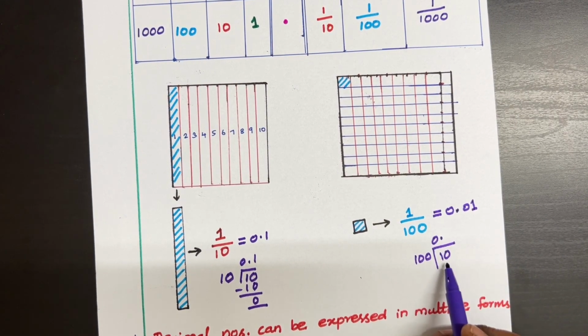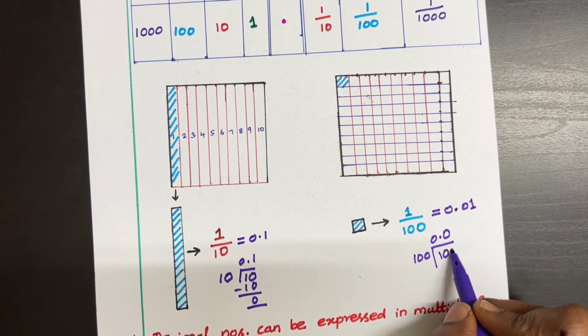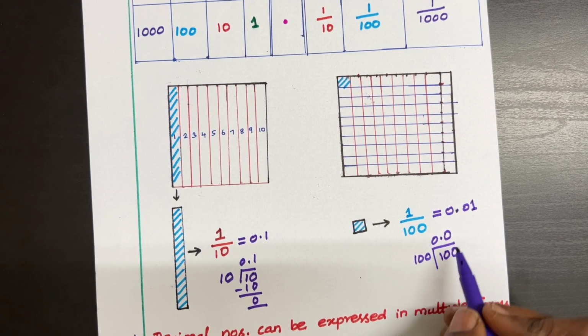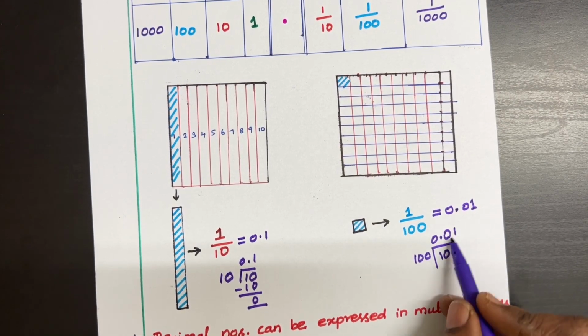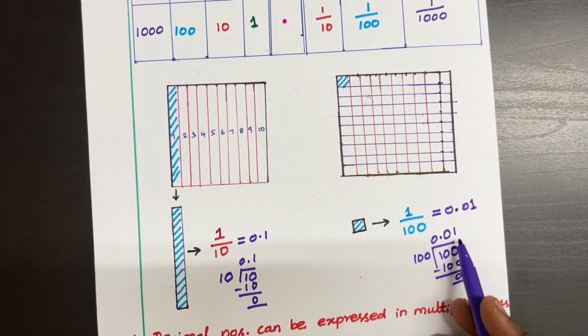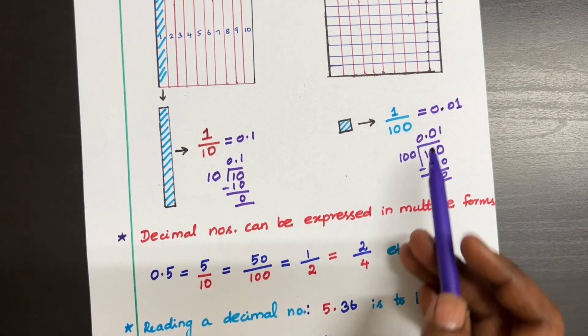0.10. Again it is a shortage of numbers. There is no 100 in 10. So just put 1 0. For this 0 we can have 1 0 here. Now how many 100 in this 100? Only 1. So 1 into 100 is 100. Answer is 0.01. So in this way we are using decimals.